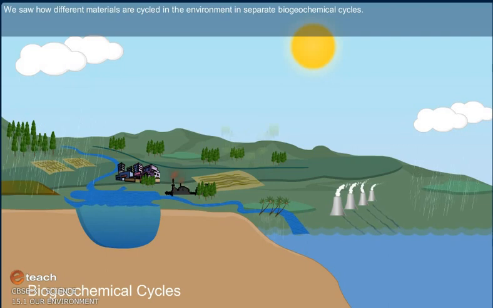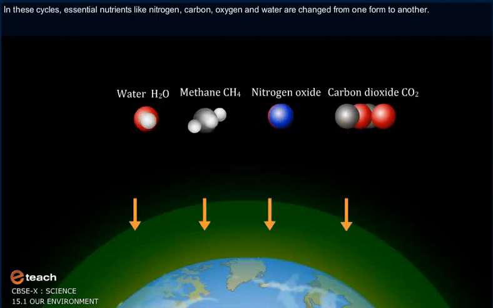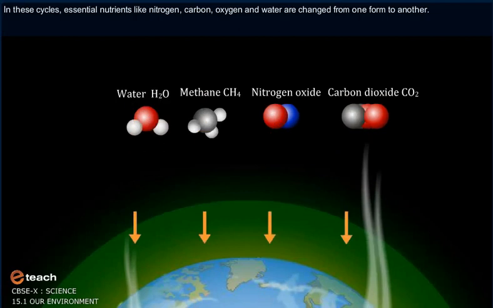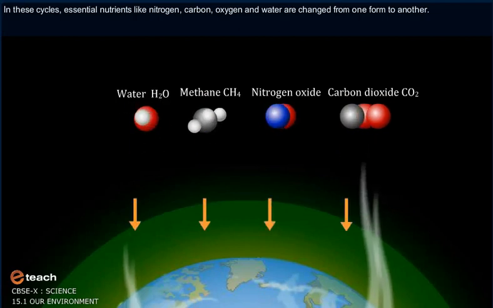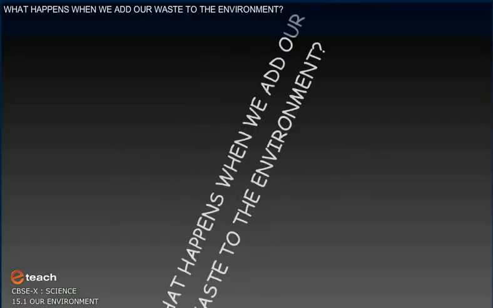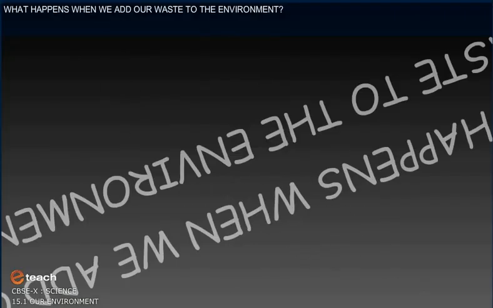We saw how different materials are cycled in the environment in separate biogeochemical cycles. In these cycles, essential nutrients like nitrogen, carbon, oxygen, and water are changed from one form to another. What happens when we add our waste to the environment?